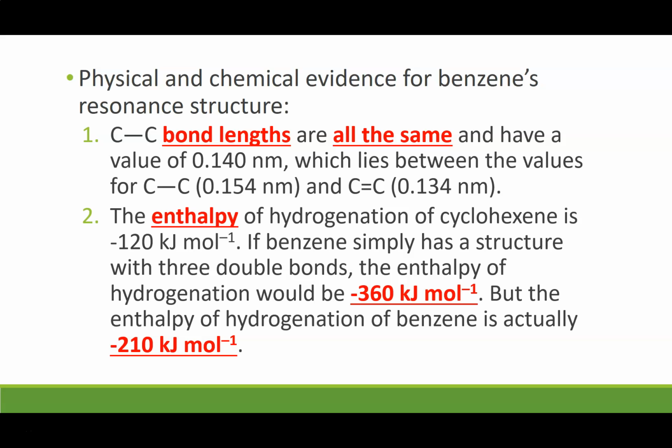If benzene has alternating single-double bonds, meaning it has 3 double bonds, then the enthalpy change of the hydrogenation of benzene would be negative 360 kilojoules per mole, basically 3 times the enthalpy change of the hydrogenation of cyclohexene. However, the enthalpy change of hydrogenation of benzene is actually negative 210 kilojoules per mole. So this tells us that benzene cannot possibly have 3 double bonds.